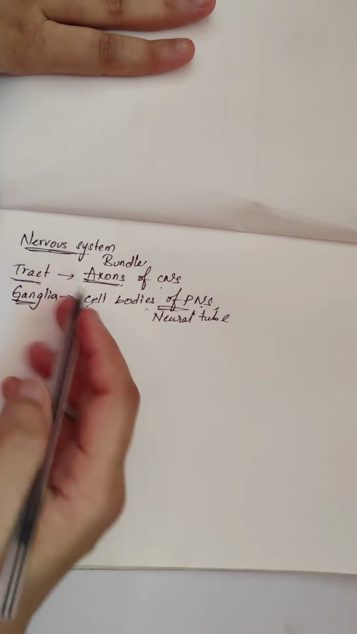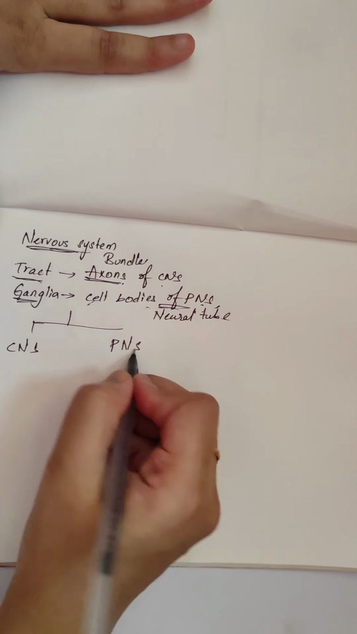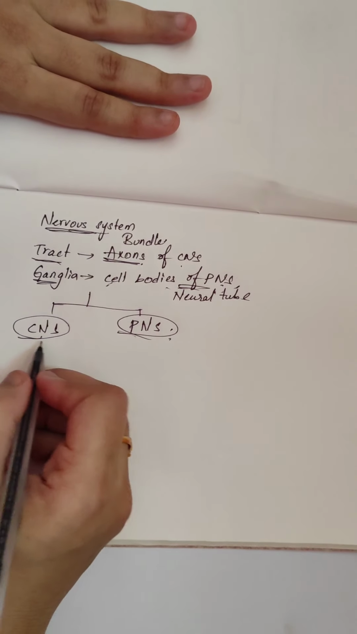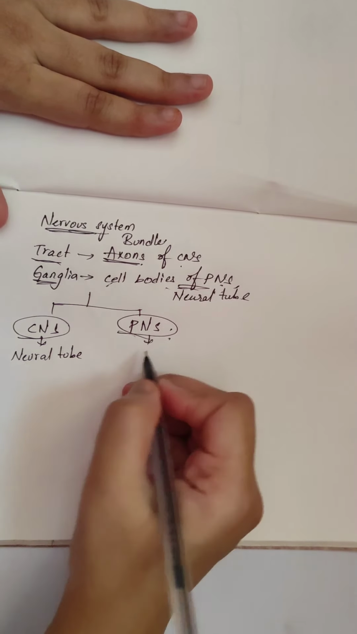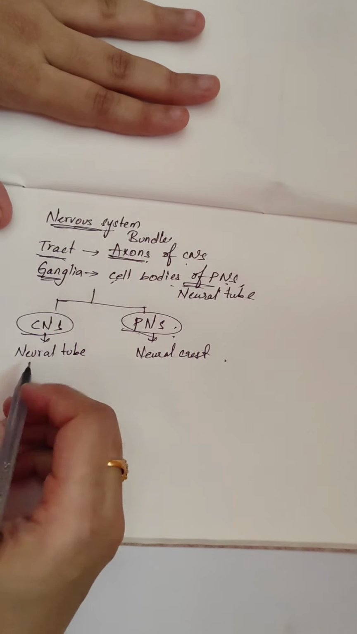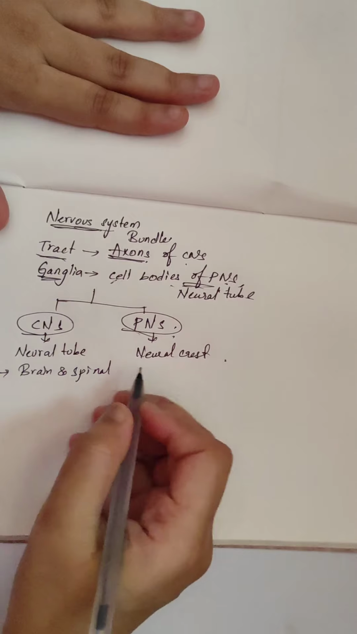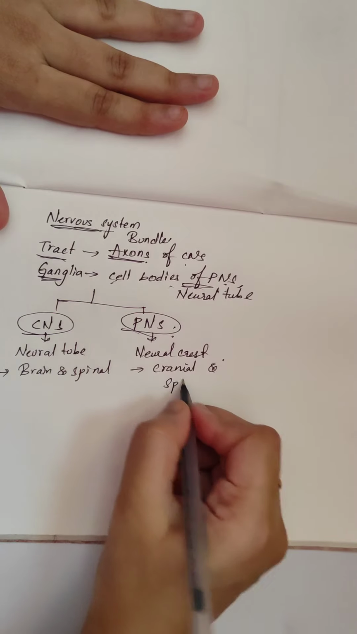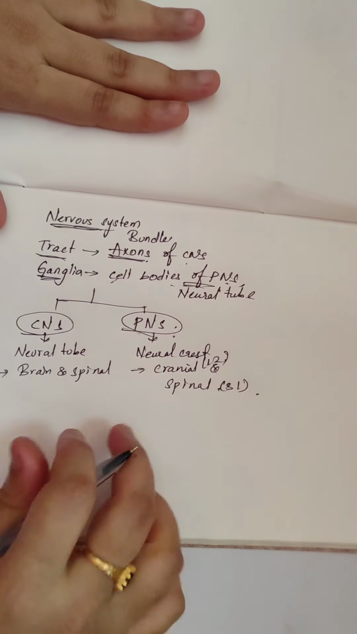If we go a little deeper into the nervous system, basically it is classified into two groups, CNS and PNS. As we know, the term we should remember for the CNS is neural tube, and the term we should remember for the PNS is neural crest. The CNS consists of the brain and spinal cord, and the PNS consists of cranial nerves and spinal nerves. Cranial nerves are 12 pairs and spinal nerves are 31 pairs, as we know.